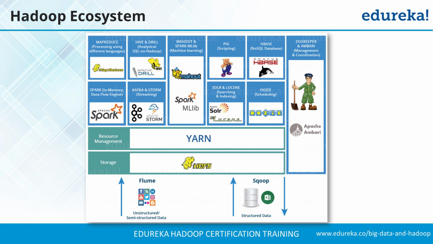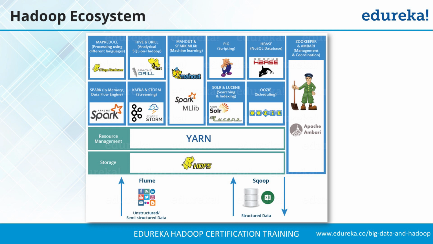Then you have the Spark in-memory data flow engine, Kafka, and Storm. They are more of data analytics software, where you can analyze your data in memory rather than on disk via MapReduce. You do the in-memory processing via Spark. Kafka and Storm are more of streaming engines, where the streaming data is coming, and you bring it via Kafka and Storm into the Hadoop Distributed File System.